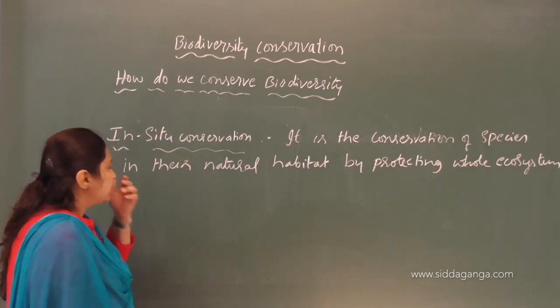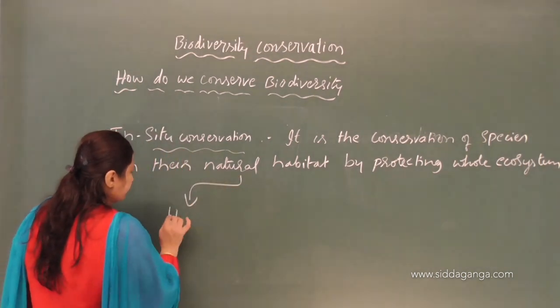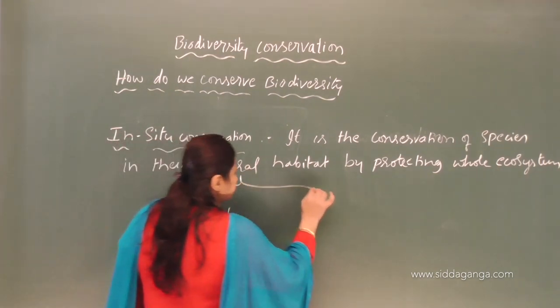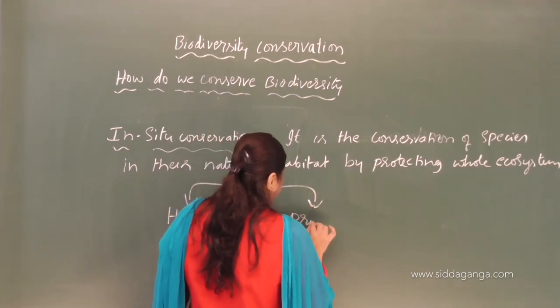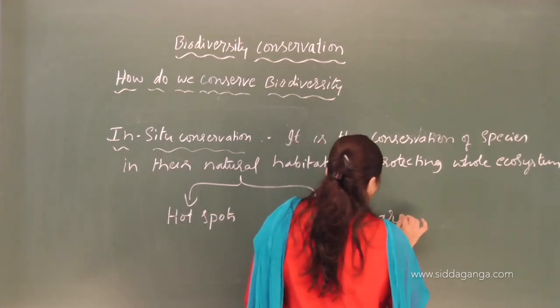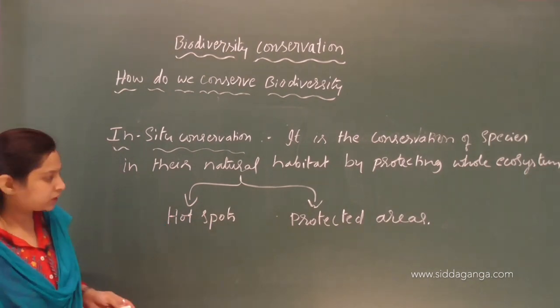In in situ conservation strategies, there are two types: hotspots and protected areas. Hotspots and protected areas. Let us see what these hotspots are.